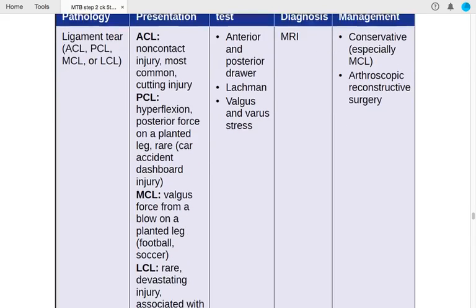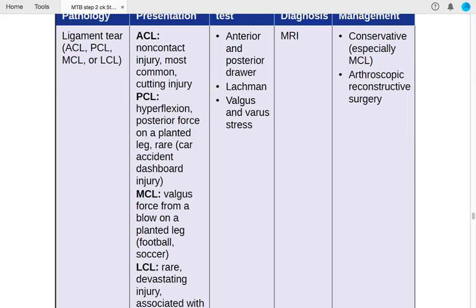So first of all, the anterior cruciate ligament tear is a non-contact injury, most commonly caused by cutting injuries, right? The posterior cruciate ligament tear is because of hyperflexion and a posterior force on a planted leg. In rare cases, such as car accident dashboard injuries, you can see a posterior cruciate ligament tear. But remember, in the case of a posterior cruciate ligament tear, there is hyperflexion plus a posterior force on a planted leg.